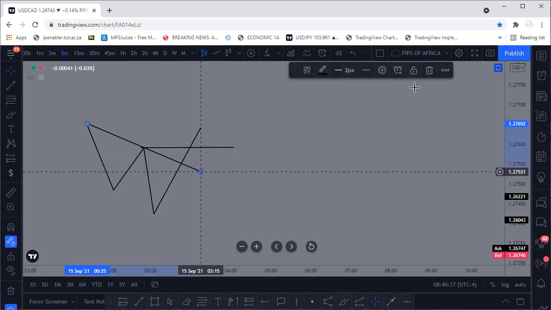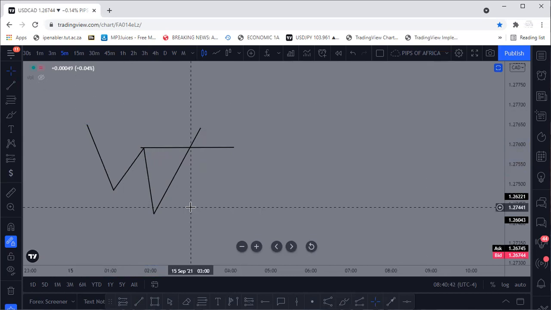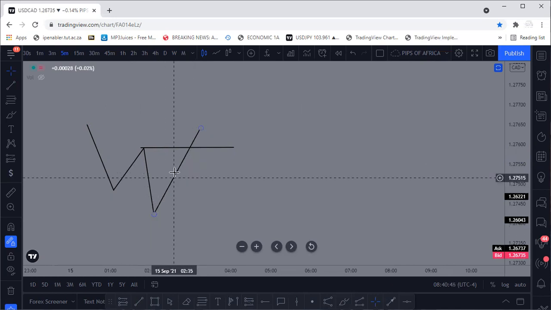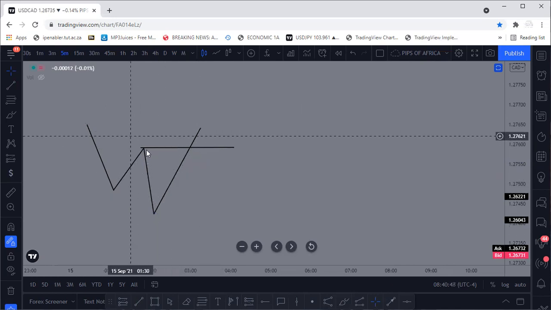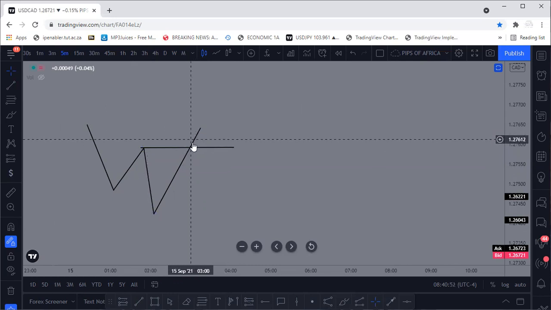Because you've seen that the structure was bearish all along for this whole month. Now the market makers are pushing the price above the high. Is this a true break of market structure? Let's get into it. What we have to do is this.